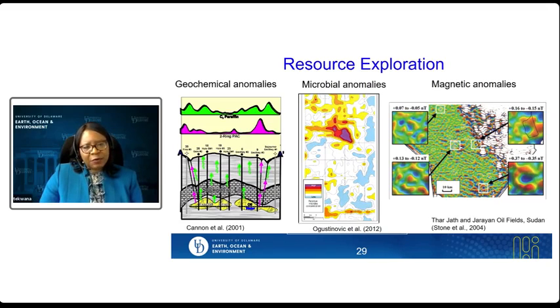And this is an example from an oil field in Sudan where we can see magnetic anomalies associated with oil seeps. As I've just showed you in the previous example, microbial iron cycling can result in the precipitation of magnetite. And so here's a clear example of how we can use the geophysical techniques to look for these microbial anomalies.